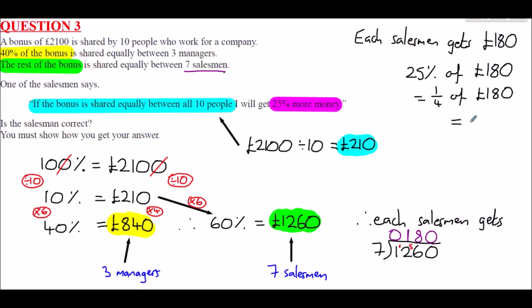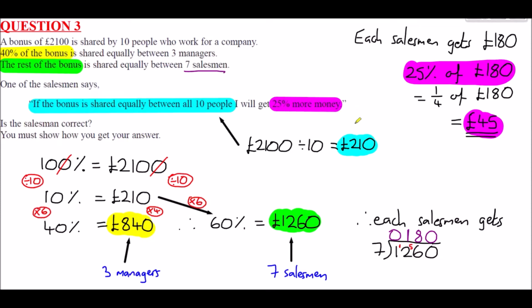So a quarter of 180 means we can half it, then half it again. Do division if you want to check, that would be £45. So 25% more money would be 25% of 180, which is £45.